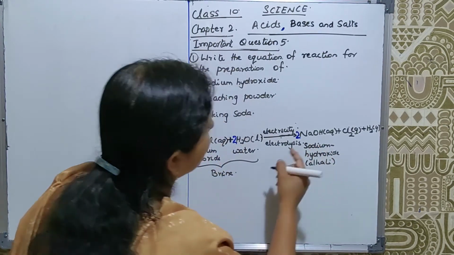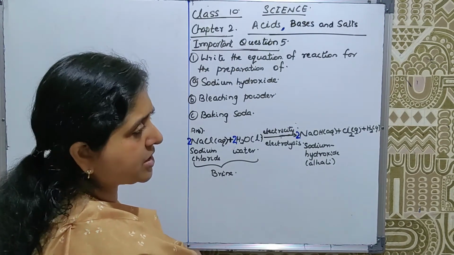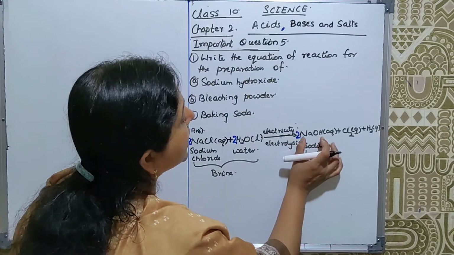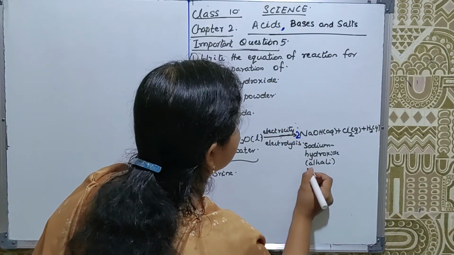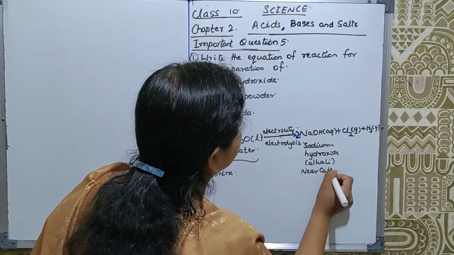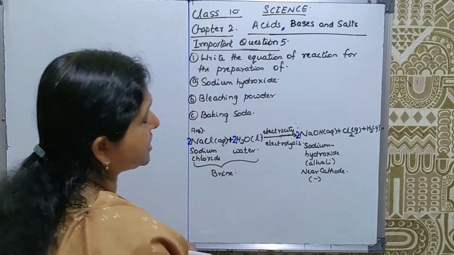Sodium is a positively charged particle. So the positively charged particle will be collected at the negatively charged rod. That means sodium hydroxide, a big compound, will be collected near the negatively charged cathode. The cathode's charge is negative.